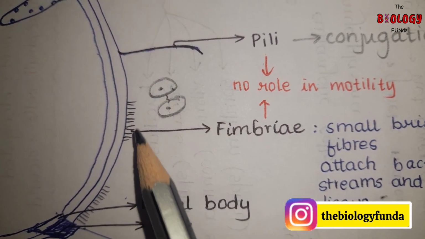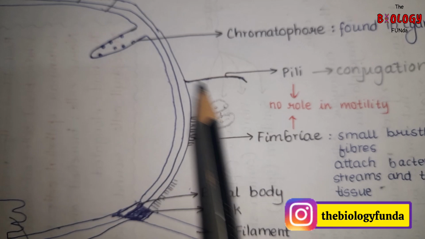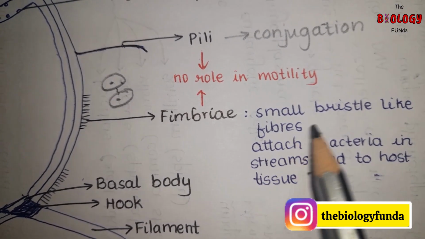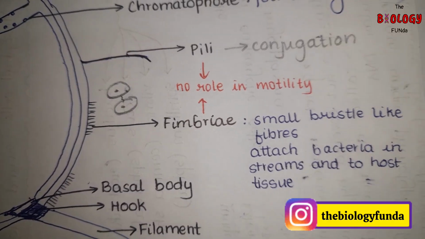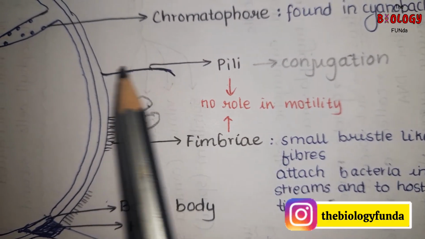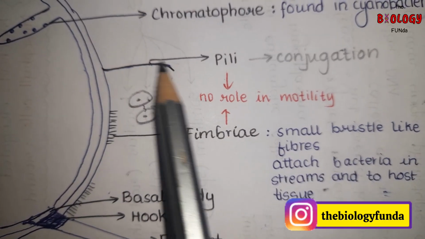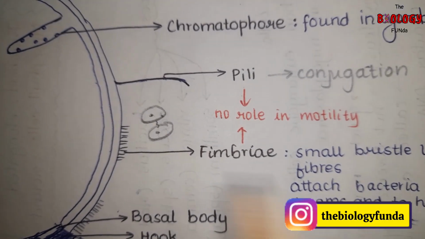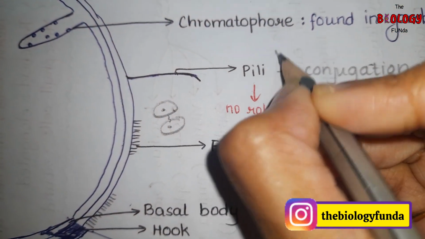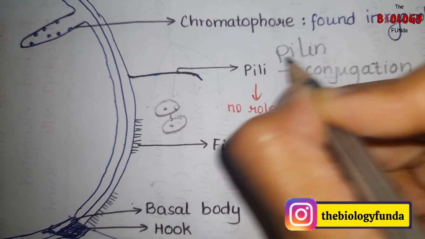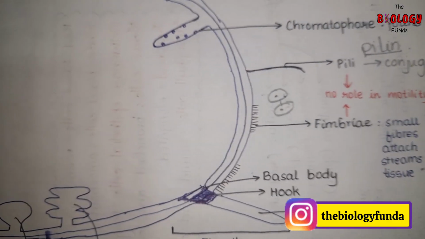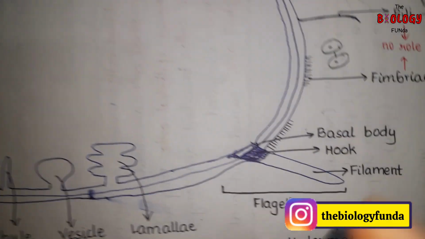Then we have fimbriae that you will find in prokaryotic cells, which are small bristle-like fibers which attach bacteria in streams and to host tissue, while these pili are the elongated tubular structure made up of pilin proteins. Flagella are made up of flagellar proteins.